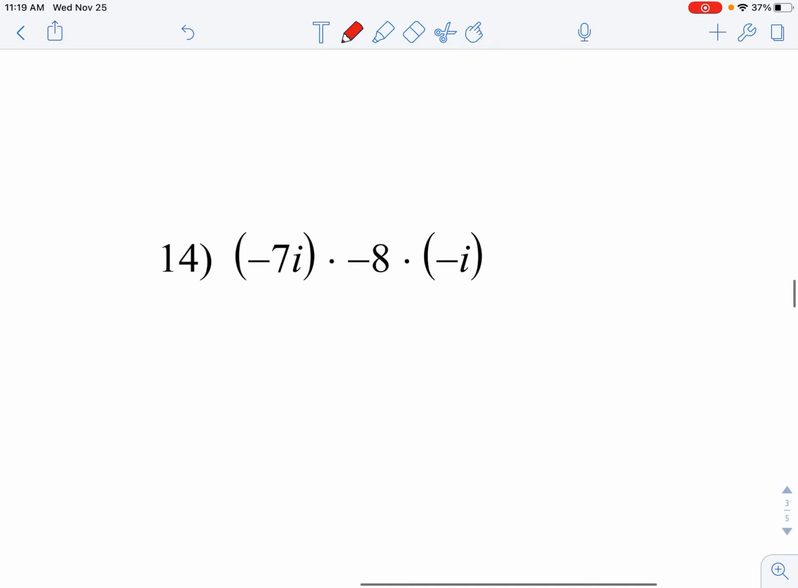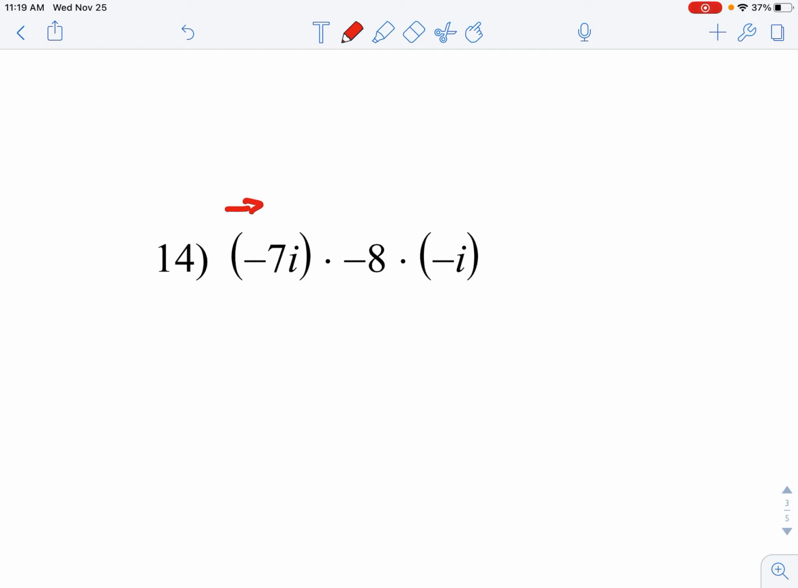Number 14. This is multiply. Now, when you multiply a bunch of things together, usually it's best just to go left to right. So negative 7i times negative 8. Negative 7 times negative 8 is positive 56i. And then bring this down. Positive 56i times negative i. Positive times negative is negative.